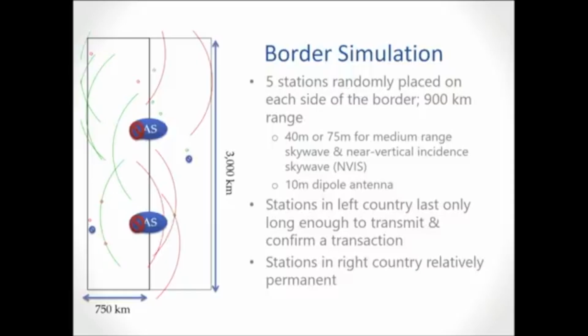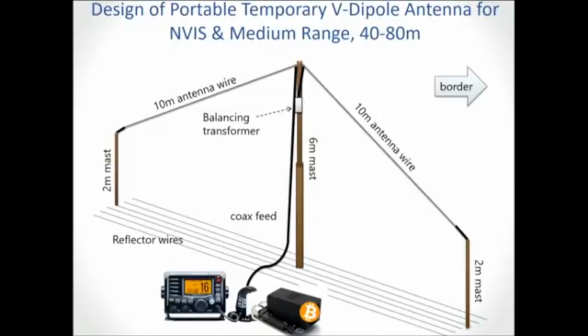In this scenario, I'm assuming that stations in the left country, the red country, last only long enough to transmit and confirm a transaction. They're ephemeral, and I'll show you an antenna design for that. And stations in the right country are relatively permanent. They have a somewhat more sturdy antenna design than the one I'm going to show you here. For this one, I went down to the hardware store and the camping store and bought some equipment. All of this is hardware and camping store equipment, except for the radio equipment, which is the balancing transformer and the transceiver at the bottom, and of course the Bitcoin node.